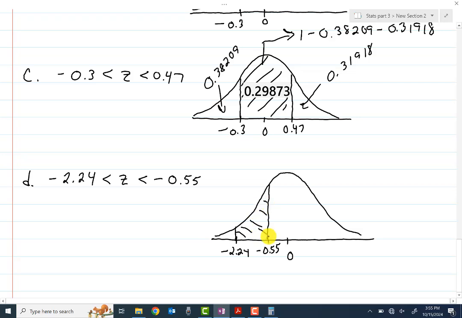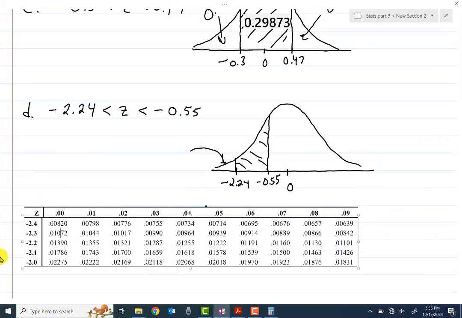And this is the shaded region for this one. This little white piece out here is very easy to look up. Just go and use the table on it directly. All right, negative 2.24. Here's negative 2.2. There's my 4. So we have 0.01255.